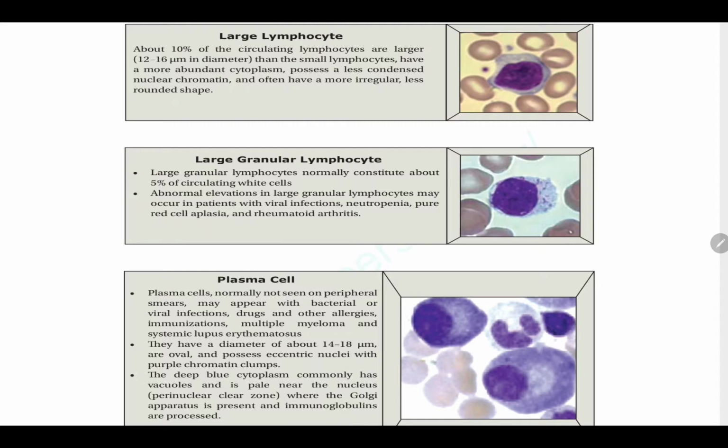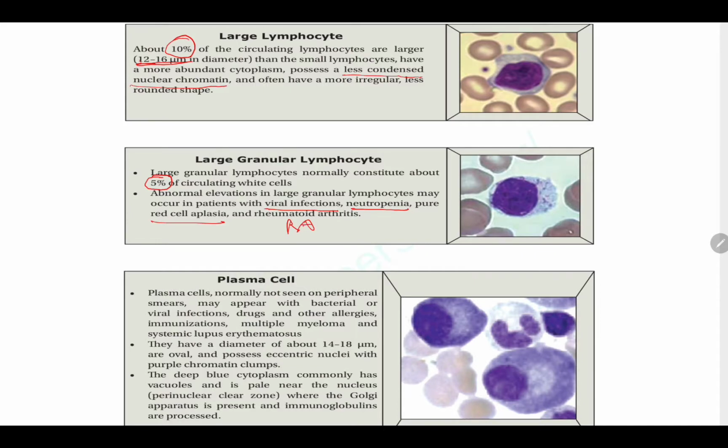Now the large lymphocytes are 10%, with a larger size of 12 to 16 micrometer than the small lymphocyte, and they have less condensed nuclear chromatin. Then the large granular lymphocytes are normally present around 5%. If more, we have to rule out some causes, and the abnormal elevation may occur in patients with viral infection, neutropenia, red cell aplasia, and RA.